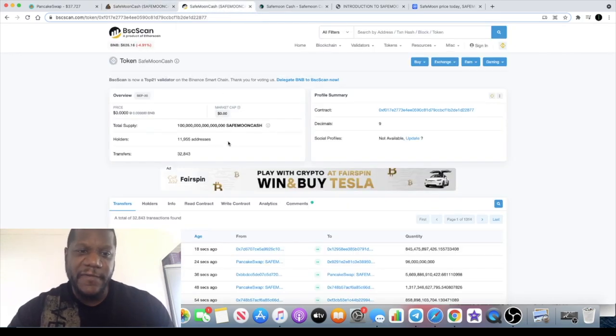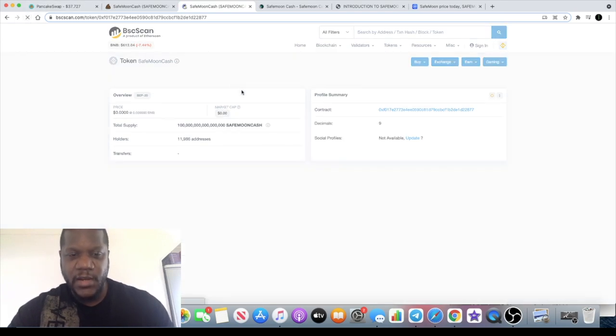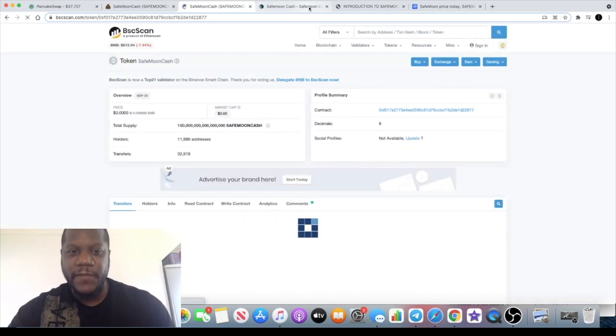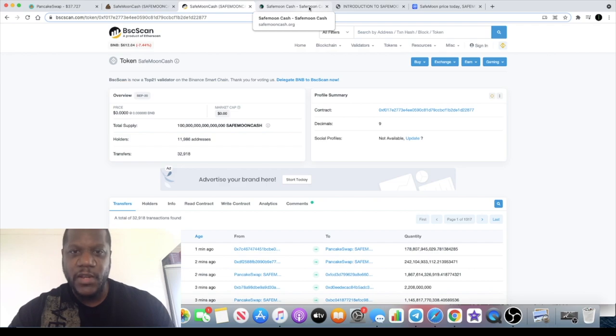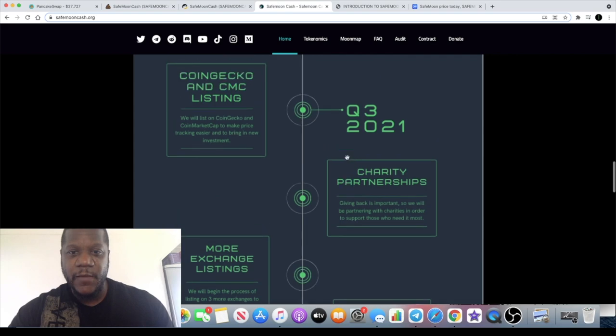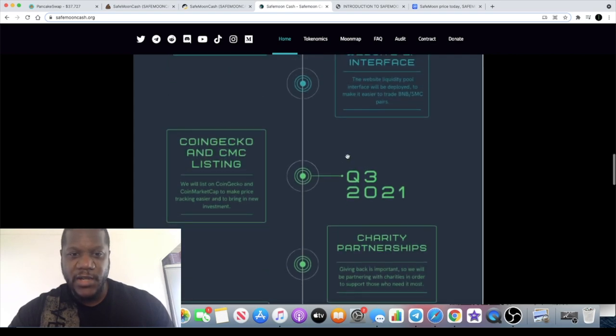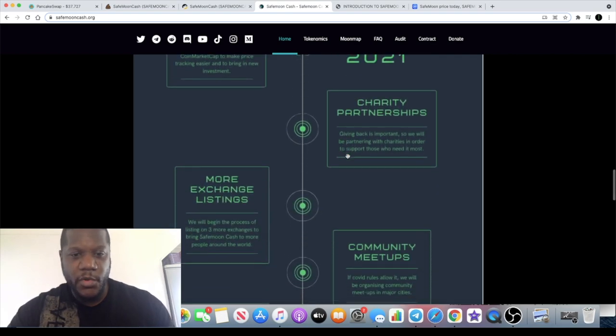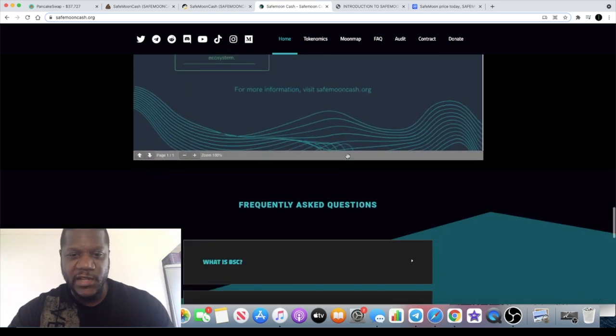There's 11,955 addresses on this token, so they've got quite a decent community building on this, a lot of holders already. And obviously for those that missed out on Safemoon, they'll probably look at this and think, right, this is my second opportunity for Safemoon Cash. They've got a lot more to come as well, with more exchange listings and so on.